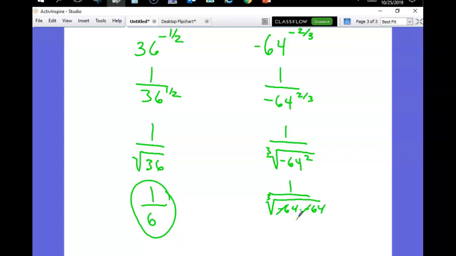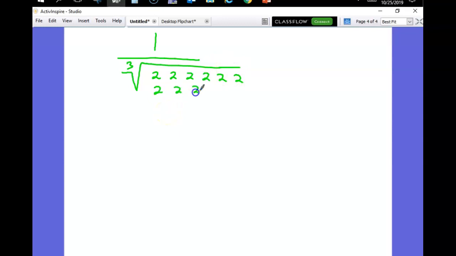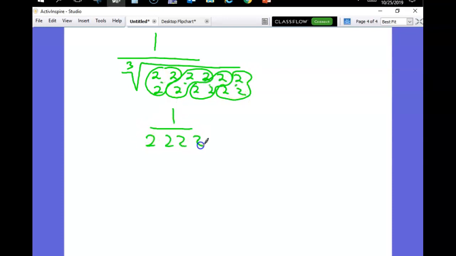Now at this point, we do have to break this down. We don't have enough to take any 64s out. So if I break down 64, you should end up with 6 2s. One, two, three, one, two, three, one, two, three, one, two, three. So I could take out four 2s for a total of 1/16.